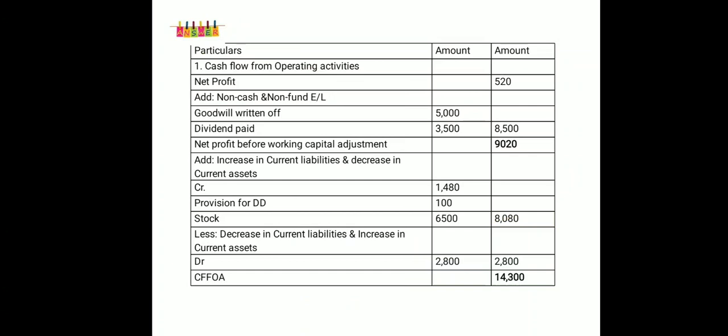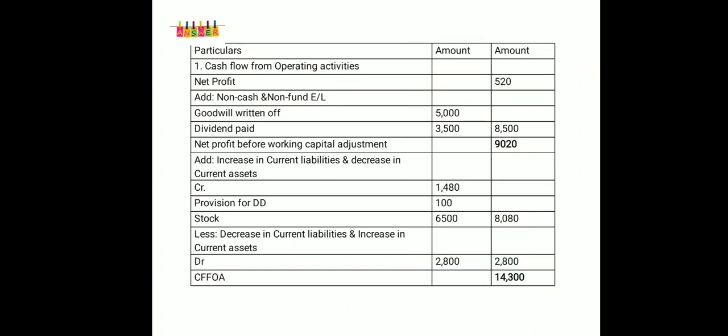8,080 rupees. Then next we used to deduct, that is less. So whatever we have added, just the opposite we have to deduct here. Okay, so we need to deduct decrease in current liability and increase in current asset. So there is no current liability left now, because only two current liabilities were given in this simple question, creditors and provision for doubtful debts. Both we have taken in the first phase only, that is increase in current liability. So now for decrease in current liability, nothing is left, and for increase in current asset, only one is left, that is debtors.